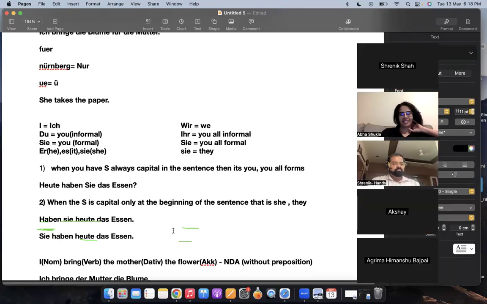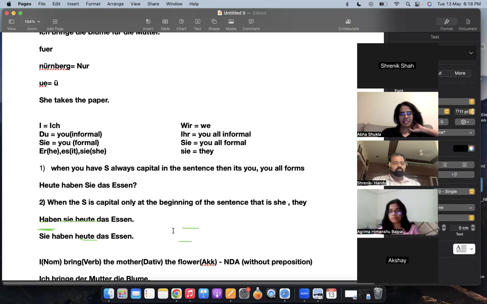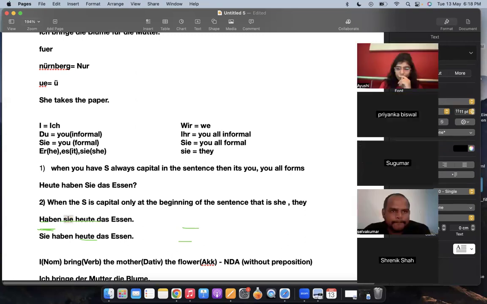And in the middle of the sentence, they can write capital S as well. We can write in the middle as capital, that is you and you all. But if it's smaller, then it's she and they. Yeah, they can do anything. If you see here, I have written in small. It's my choice. Priyanka, clear? You don't have to pay like 100 euros to write smaller. You can do it whenever you want, just write capital and smaller.